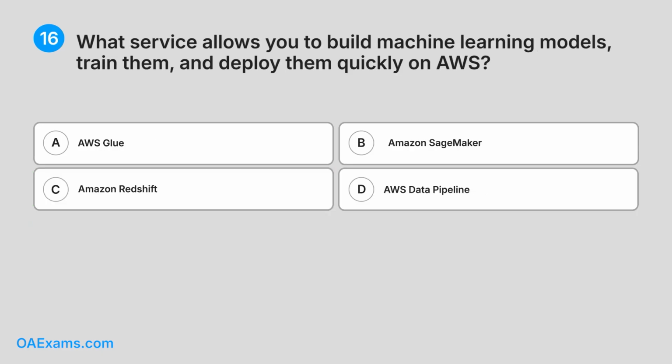16. What service allows you to build machine learning models, train them, and deploy them quickly on AWS? A. AWS Glue. B. Amazon SageMaker. C. Amazon Redshift. D. AWS Data Pipeline. Can you guess the answer?